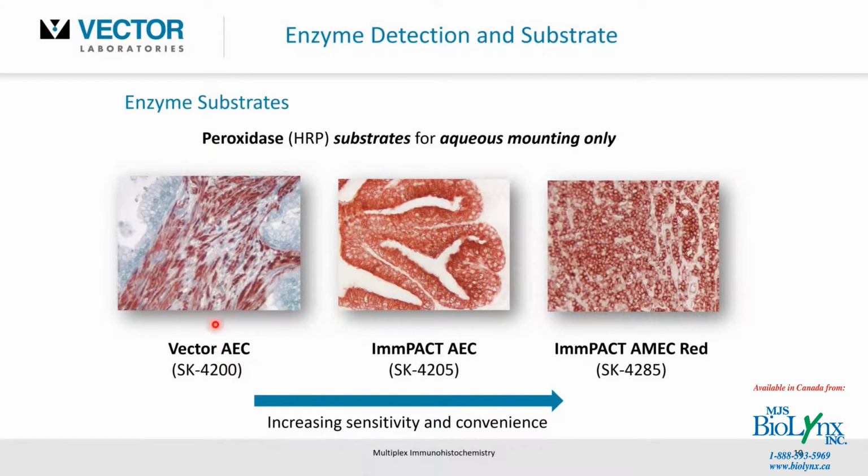It gives you a lot more working solution than some of these others, but some of these others are more sensitive. I'd say Impact AEC is probably about 2 to 3 times more sensitive than the original, and the Impact AMEC Red is around 3 to 4-fold more sensitive than the original as well. So again, bear in mind sensitivity. If aqueous-based media is a way to go for you, and certainly convenience as well, you could have a look at either the Impact or the Impact AMEC Red.